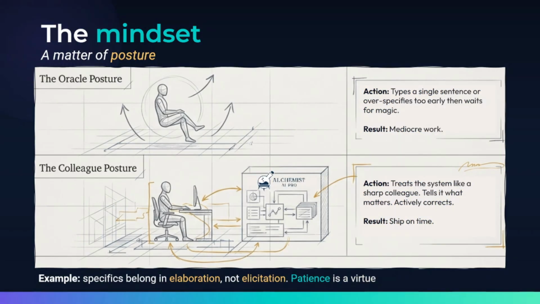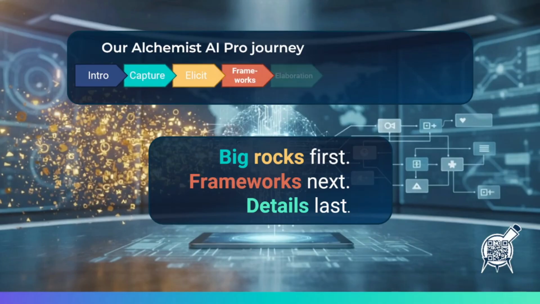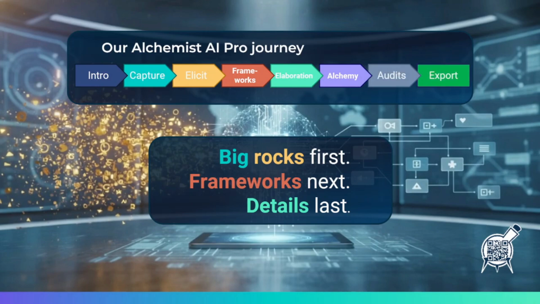The training that you are about to embark on will come in 7 stages. These are the stages of Alchemist AI Pro. Capture, elicit, frameworks, elaboration, alchemy, audits, and export. Think of it this way. You want your big rocks first, frameworks next, and details last.